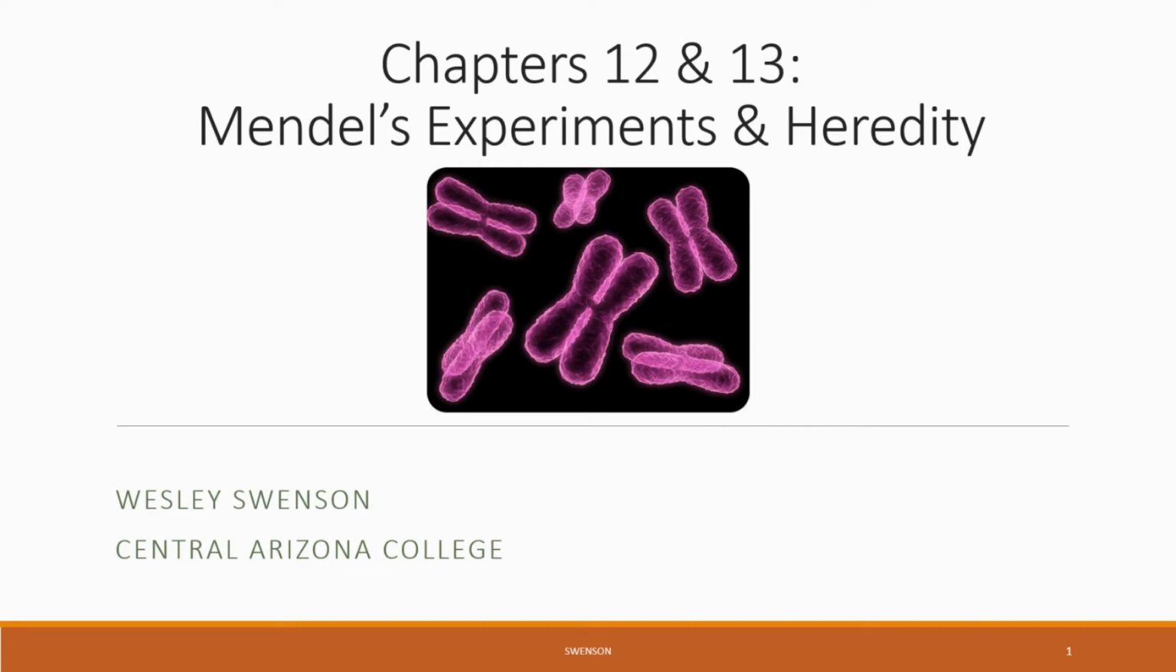Hello, everyone, and welcome back to Bio 181. In this lecture, we will be discussing Mendel's experiments in heredity. In this chapter, we'll discuss genetic and hereditary terms, the principle of segregation and independent assortment, and using Punnett squares to solve for genotypes and phenotypes.